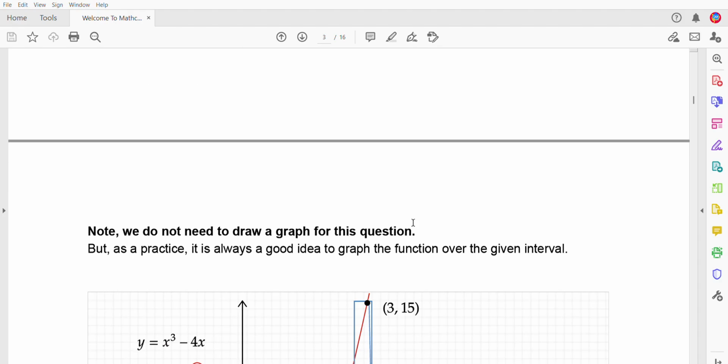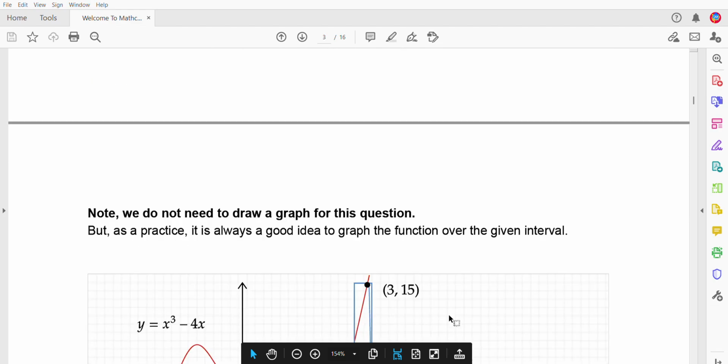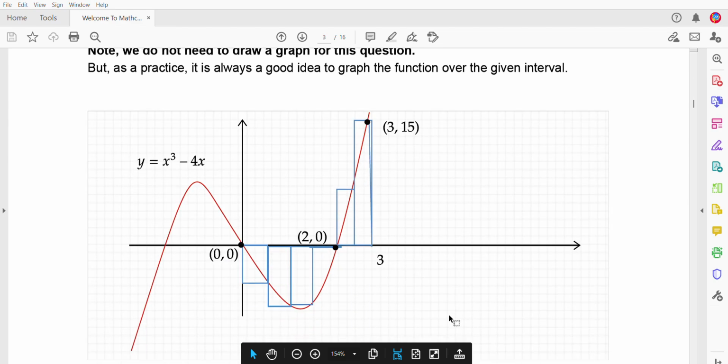In theory, you don't need to draw the graph for this question. But as a practice, it's always a good idea to graph the function. So y equals x cubed minus 4x looks something like this. As you can see, it is not really to scale because here is 3 and here is 15. The height is 15, so it's not to scale.